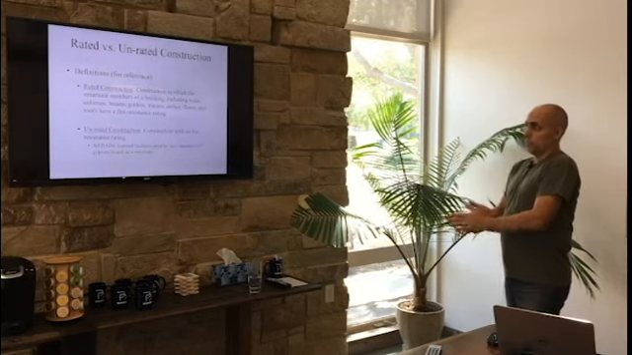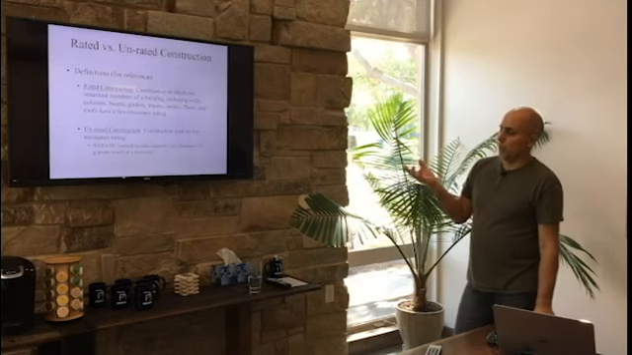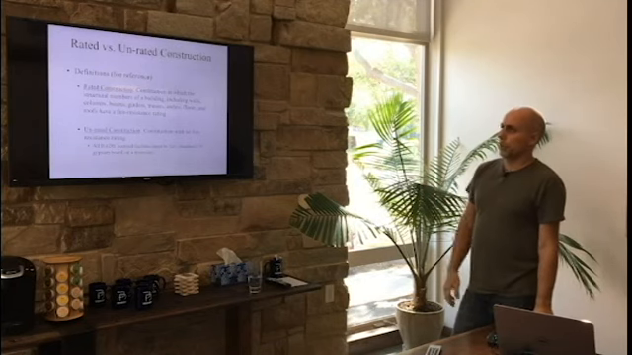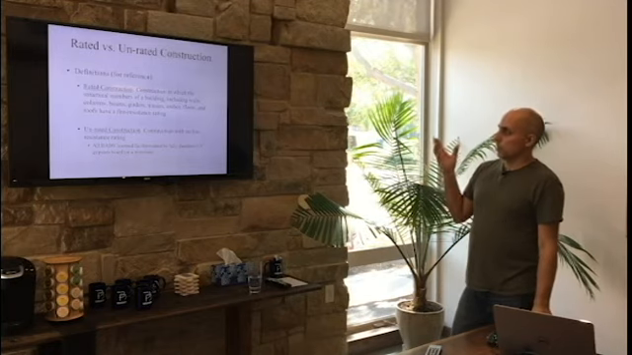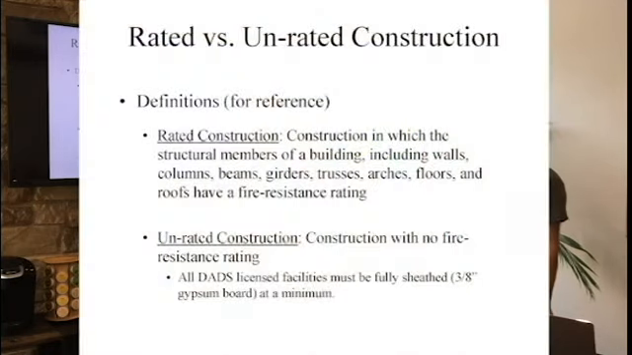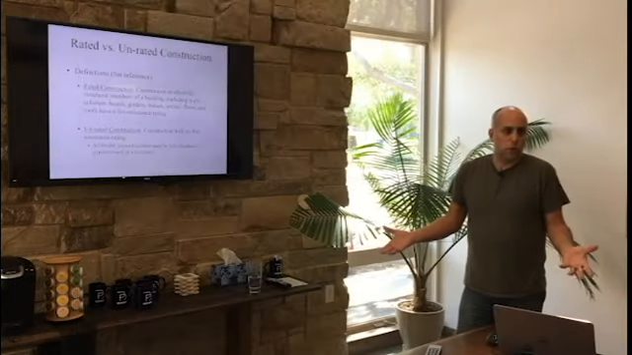Some basic definitions. Now, these are sort of my modified ones, but they're implied by the code, or I'm referencing it. Rated construction is that you're basically rating the structural components of a building. So you're talking your walls, columns, beams, girders, trusses, arches, roofs, floors, anything that holds something up. That is a structural member.